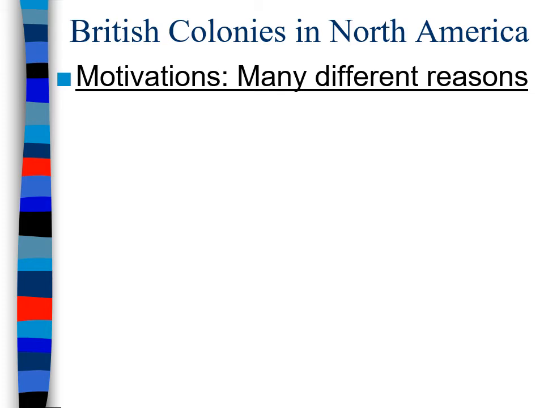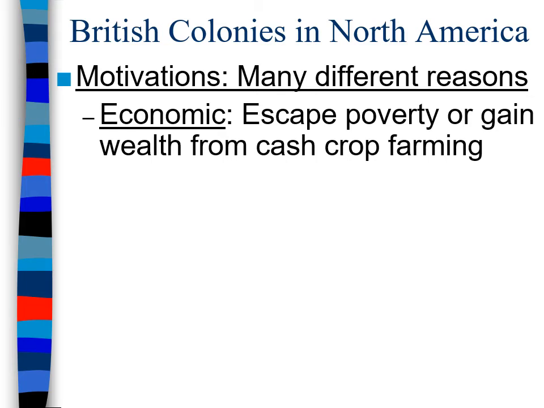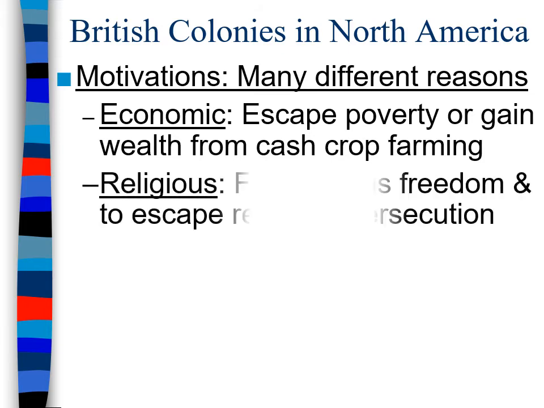The motivations in general, it's really hard to label down for the British, unlike the others. The motivations for the British were very, very broad, and that's what makes them so unique. You'll have some that are economic, to escape poverty, gain a lot of wealth from cash crop farming, like people settling in Virginia that eventually try to make it rich. First, by finding precious metals, they figure out that they're not there, and then they shift towards cash crop agriculture once tobacco is introduced.